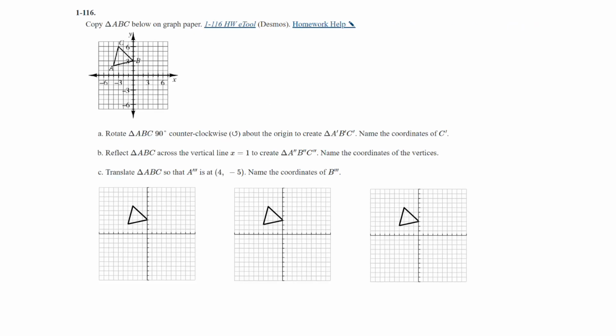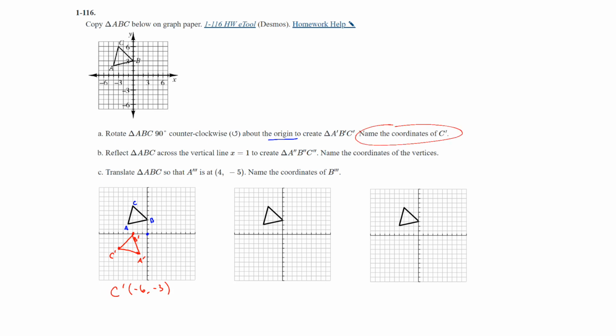Question 116. Copy triangle ABC below on graph paper. Rotate triangle ABC 90 degrees counterclockwise about the origin to create your new triangle A prime, B prime, and C prime. Name the coordinates of C prime. So you're going to take the triangle ABC, and remember this is your A, B, and C, and that's from above, up here. And you're going to rotate it counterclockwise 90 degrees about the origin. You always need some point of rotation, so at the origin is where we're going to rotate it. Once again, tracing paper would be a good option at this point. So there you go. You can see the rotation.